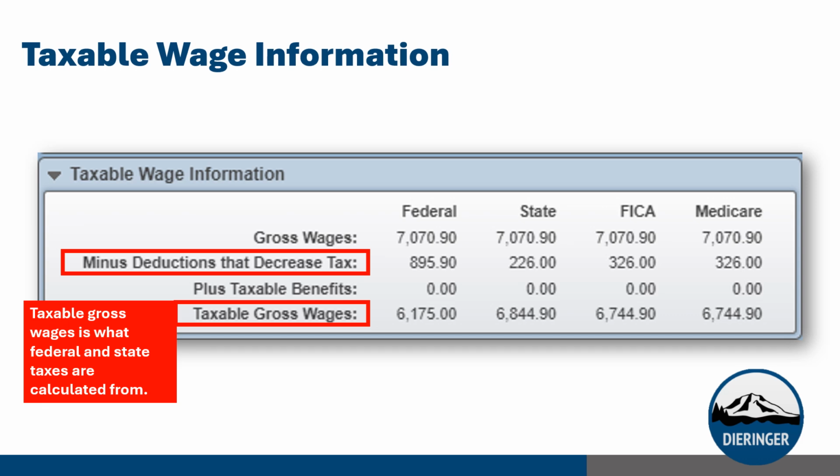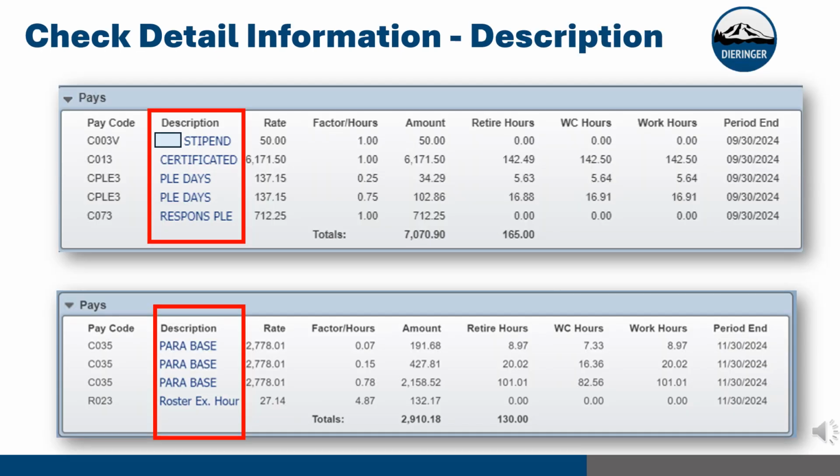The next section is titled Pays, and this is where all of your pay items are listed, which includes your base pay, stipends, and extra hours. Pictured here is a screenshot of a Pays section for a certificated teacher, and below that is a screenshot for a para. The description field is used to provide a short description of the type of pay.